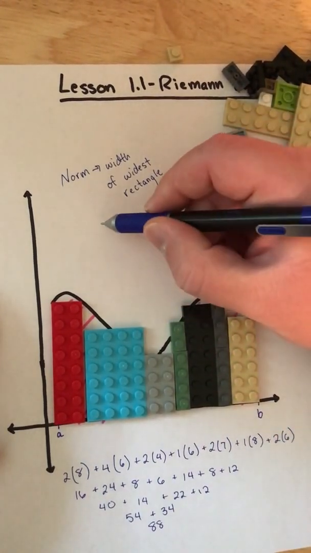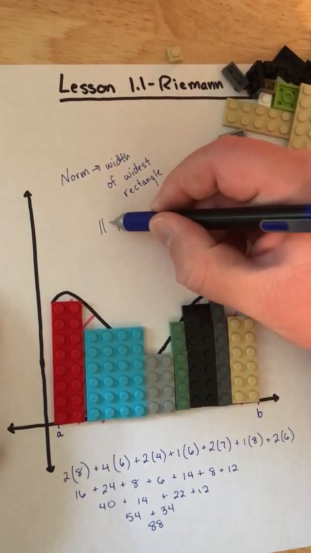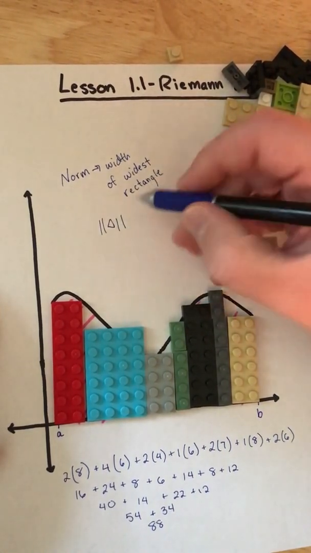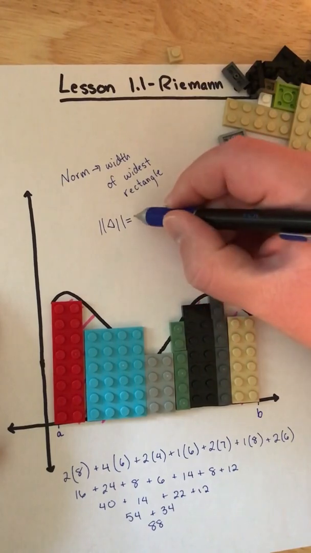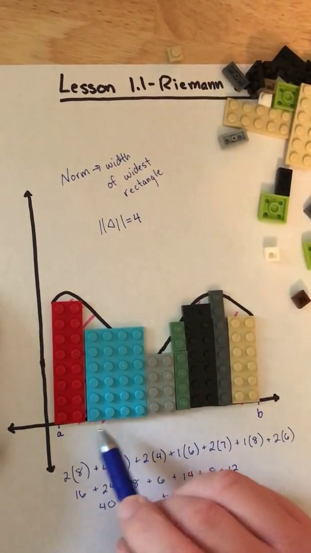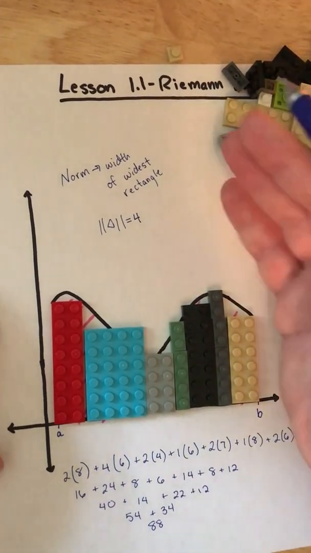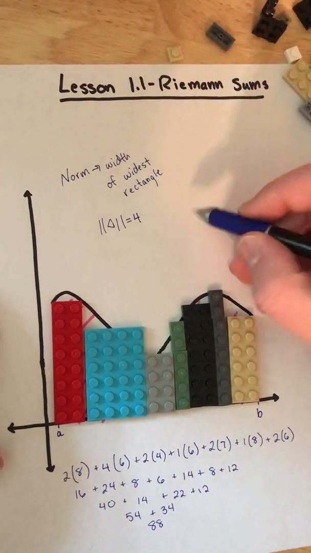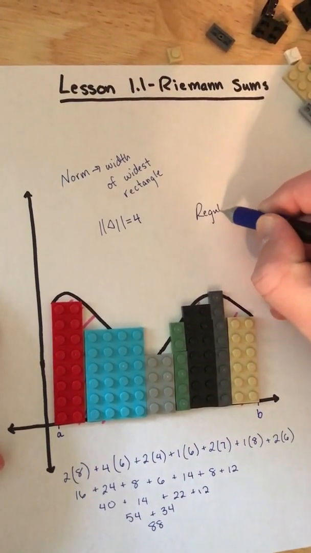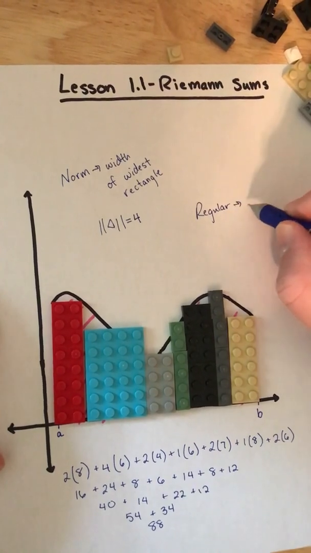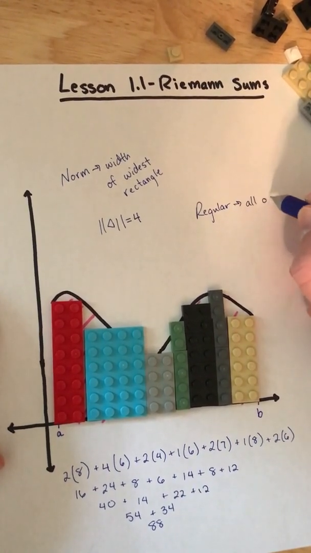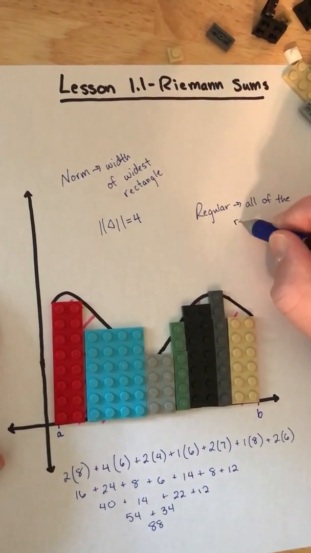So I'm going to write the norm. It's got double brackets and delta because that's the partition. And so the widest rectangle is 4. It's got 4 studs. Another vocabulary word that's really important right now is regular. If we have a regular Riemann sum, it means all of the rectangles have the same width.